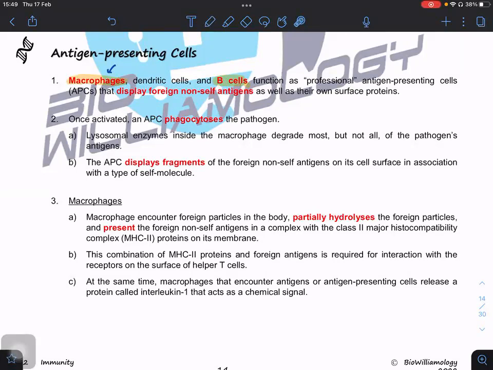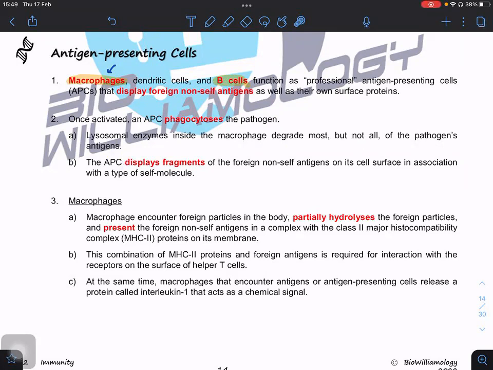What happens here is they have the ability to display the foreign non-self antigen, not the self-antigen. Once activated, APC have the ability to carry out phagocytosis of the pathogen, and the lysosomal enzyme inside the macrophage degrades most but not all of the pathogen antigen. There's no point destroying all the antigen, because then you can't present it at all. The presented antigen is the proof that you're under attack.